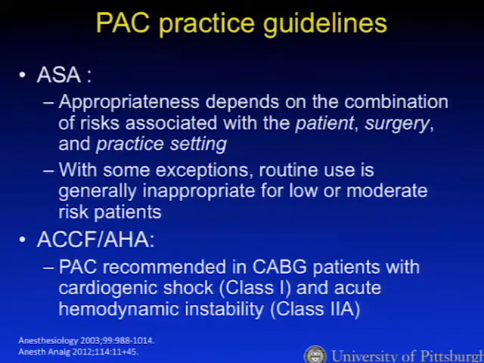The ASA guidelines on the subject are relatively out of date, published in 2003, and are really consensus-driven rather than strongly evidence-based. They recommend against routine use really except in the highest risk patients undergoing highest risk surgeries. The guidelines for coronary artery bypass graft patients do still recommend, as a class 1 indication, the use of pulmonary artery catheters in patients presenting with cardiogenic shock, and a 2A recommendation for acute hemodynamic instability, however.